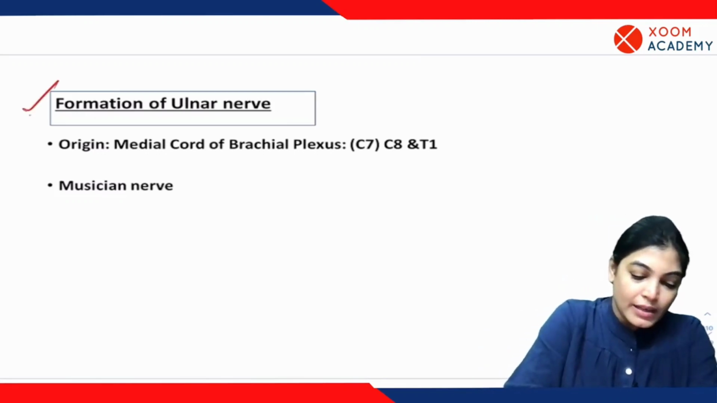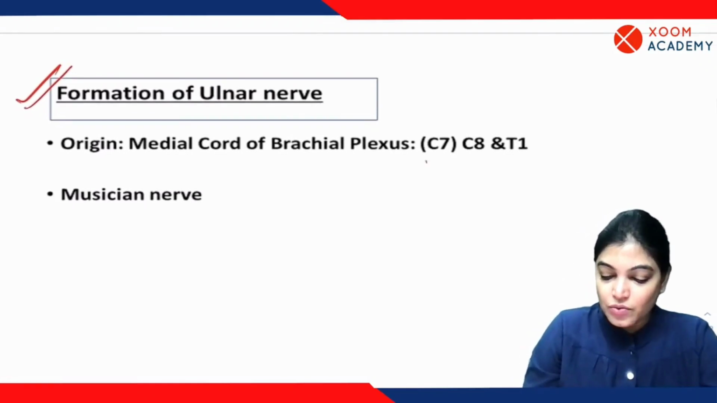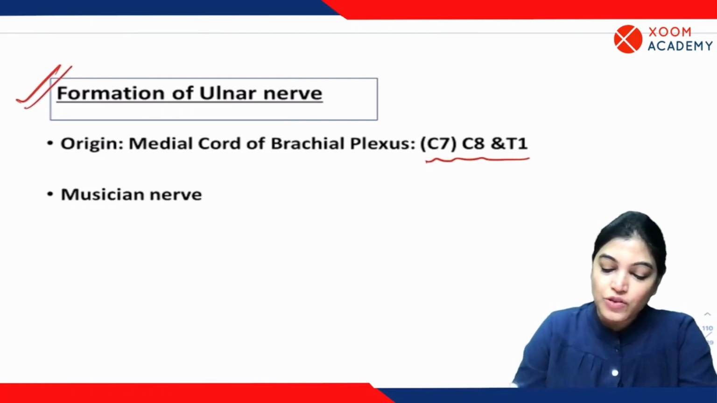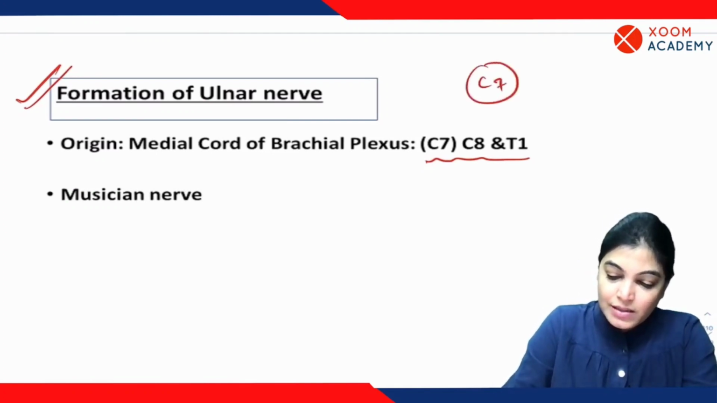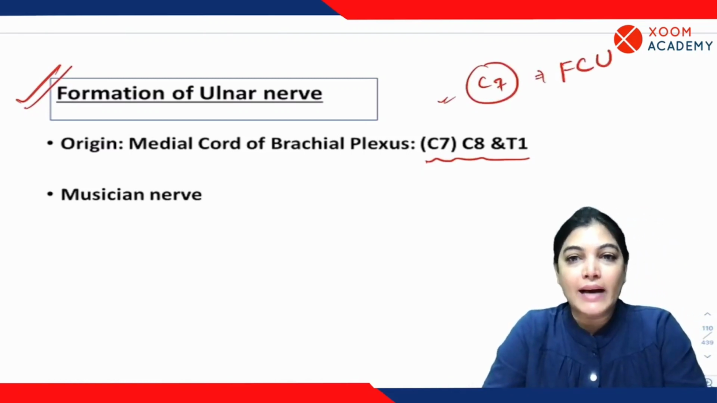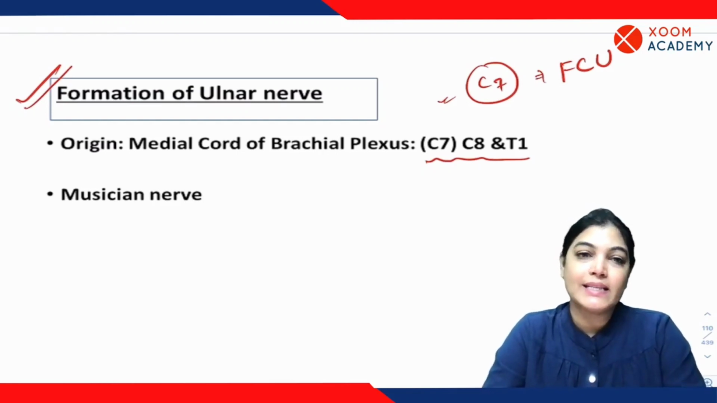If we talk about the ulnar nerve, a branch from the medial cord, the root value here is C8 and T1, and in brackets C7 is also written. This C7 component gives innervation to FCU. What is FCU? Flexor carpi ulnaris muscle of the forearm. The flexor carpi ulnaris gets innervation from the ulnar nerve, and that component has the root value C7. So the root value of the ulnar nerve is C7 in brackets, and C8 and T1.